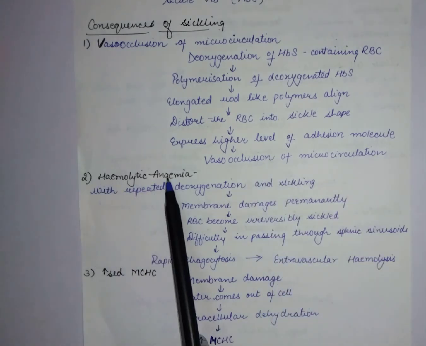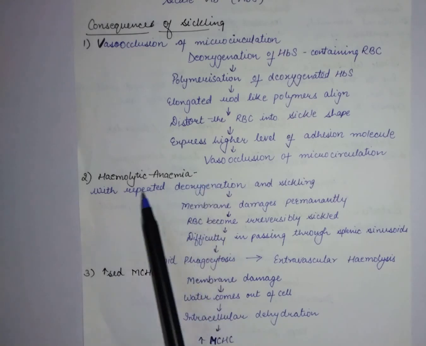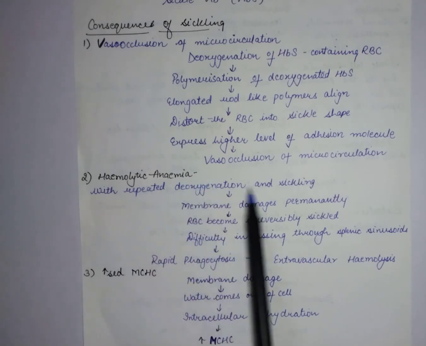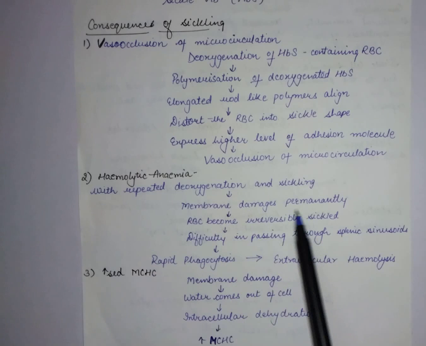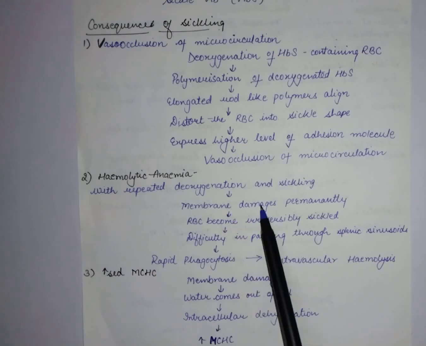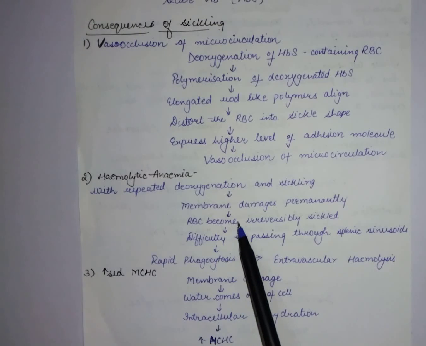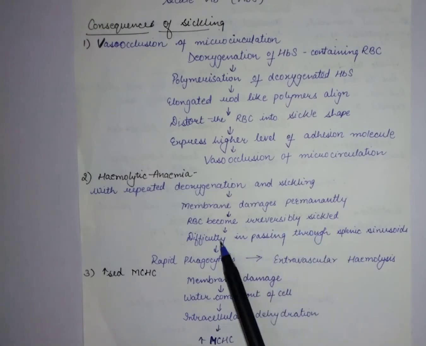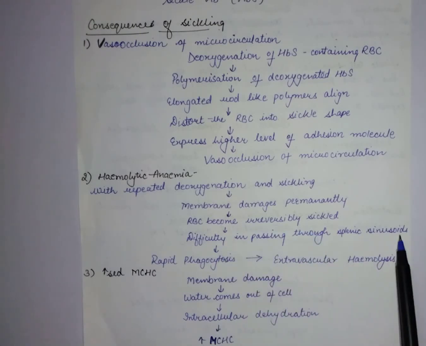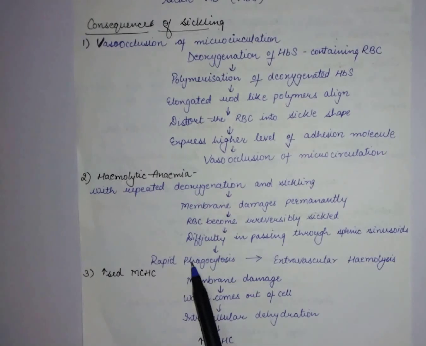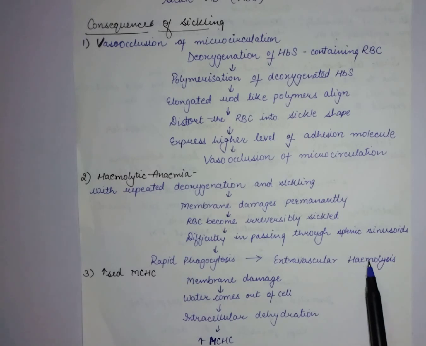Second consequence of sickling, we have hemolytic anemia. With repeated deoxygenation and sickling, there occurs permanent membrane damage, which leads to the RBC becoming sickled, and there is difficulty in passing through splenic sinusoids. There is rapid phagocytosis, and that leads to extravascular hemolysis.